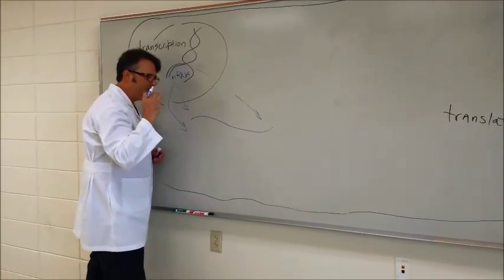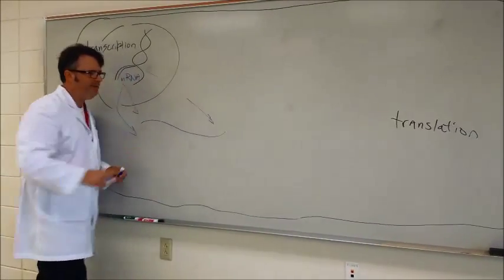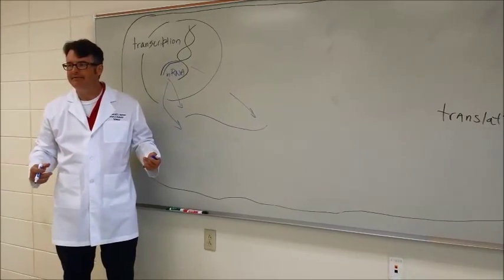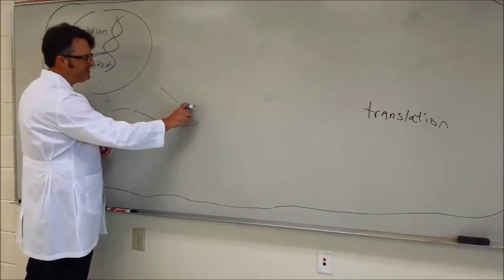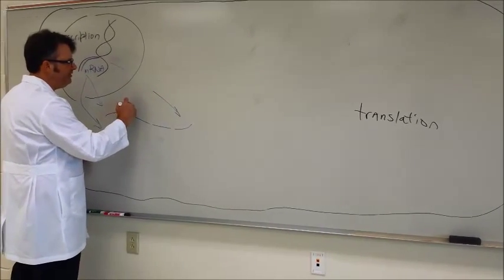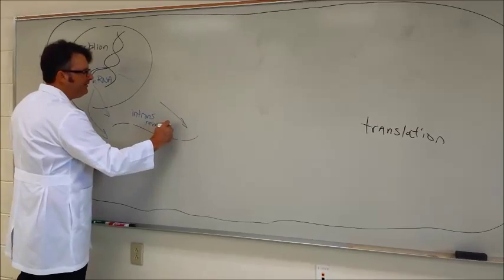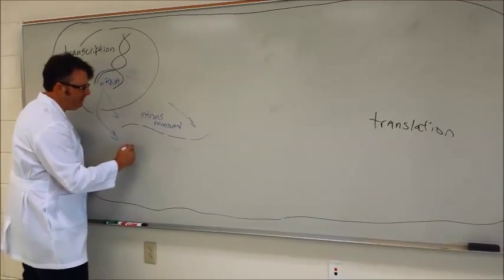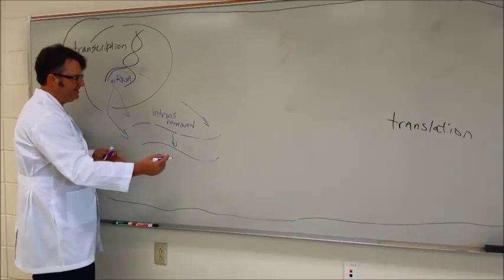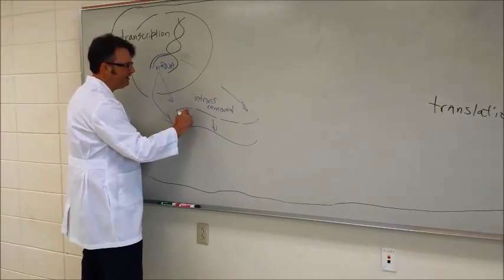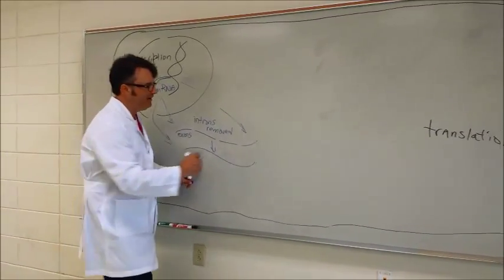But what is so unbelievable is that a straight up copy of the DNA is not good enough. There are actually introns. There are little pieces, little segments that have to be removed before the messenger RNA can become a responsible citizen. The exons are these little pieces right here that get rejoined to make a functional messenger RNA strand.